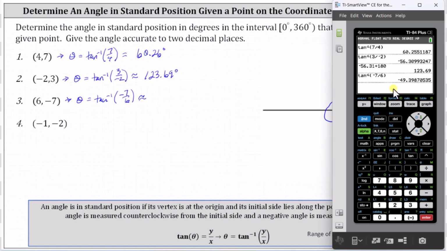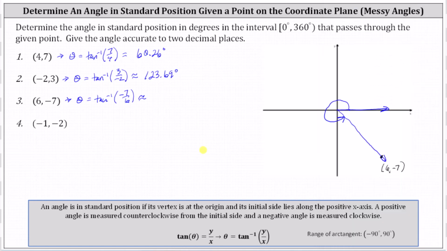Let's go ahead and plot this angle on the coordinate plane, approximately -49.40 degrees. That would be this angle here, which also indicates the reference angle for the angle we want would be 49.4 degrees, which means one way to determine the angle theta would be to take 360 degrees and then subtract the reference angle of 49.40 degrees, which gives us 310.60 degrees.